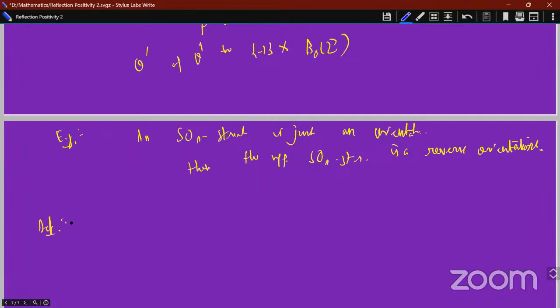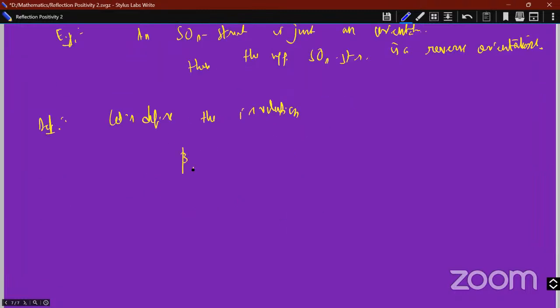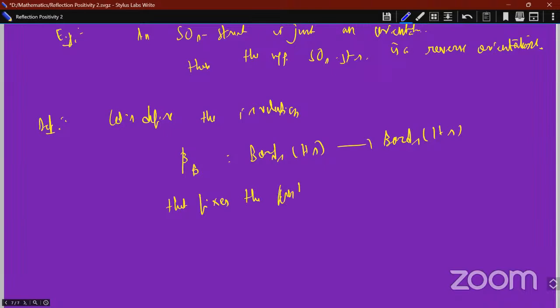That's okay. So now let's define a few involutions that will play a role when we talk about reflection structures. So let's define the involution theta sub b, which just fixes the underlying manifold and then involutes. Right, so that is this inclusion. This will play a role; we'll see it in defining the reflection structure.